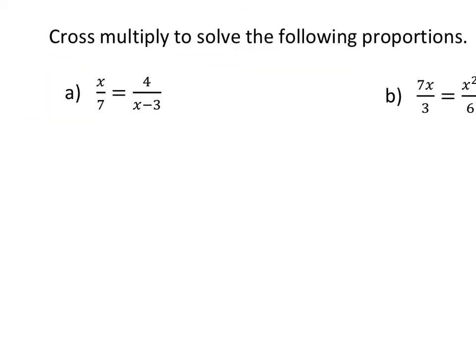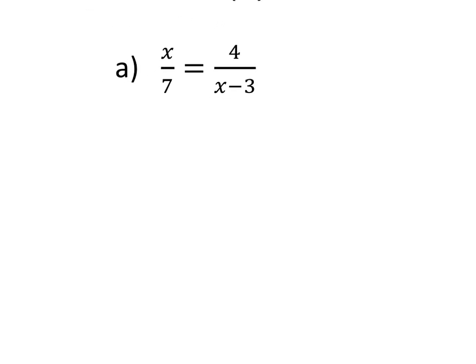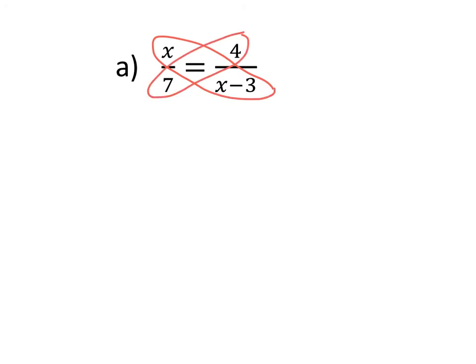Cross multiply to solve the following proportions. So we're going to use cross multiplication. I'll do a couple of these with you. Letter A, going to multiply those together and multiply those together. So it would look like this. x times x minus 3, make sure that's in parentheses, equals 7 times 4.